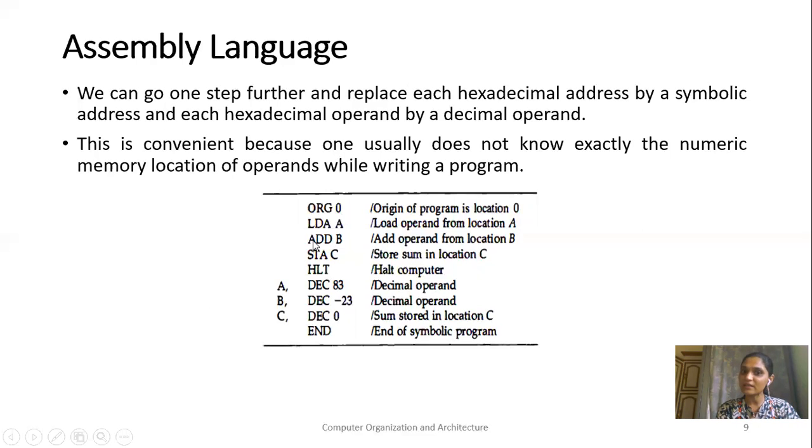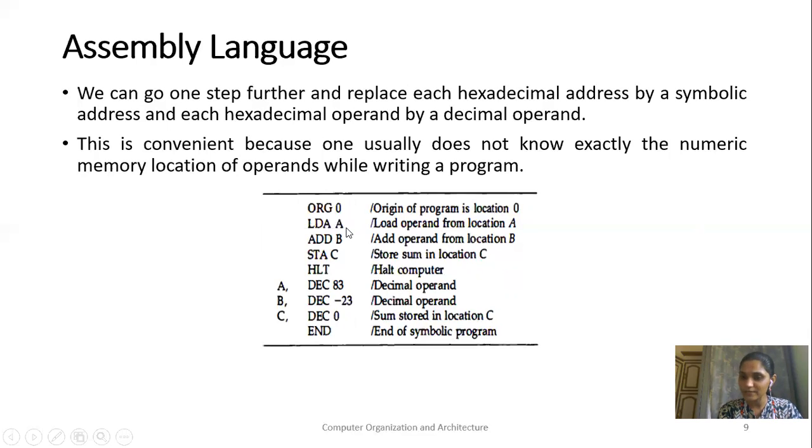Similarly, for ADD 005, instead we have used ADD B. B is the label of your second operand. Then you are going to store the result at location C, and this is your label for C. Then HLT, as your program ends; there are only four instructions. After that HLT, you have to compulsorily give the label.